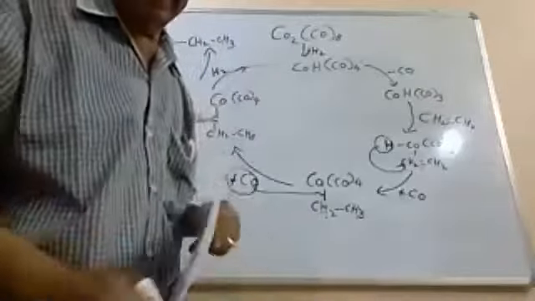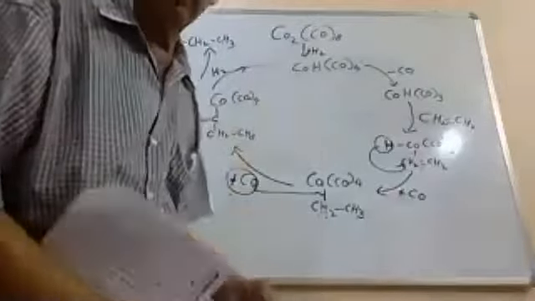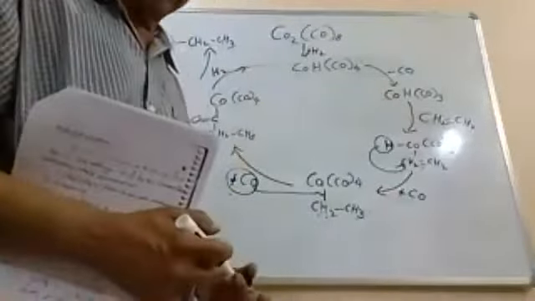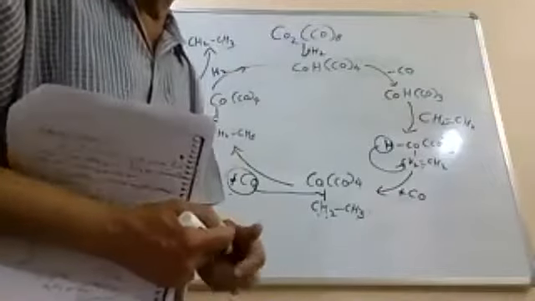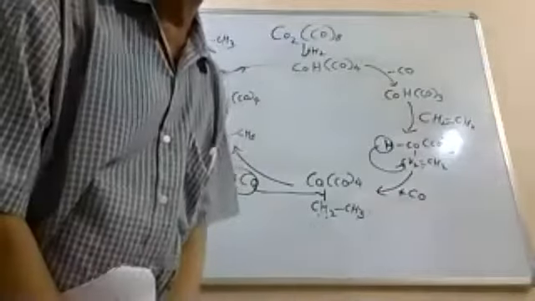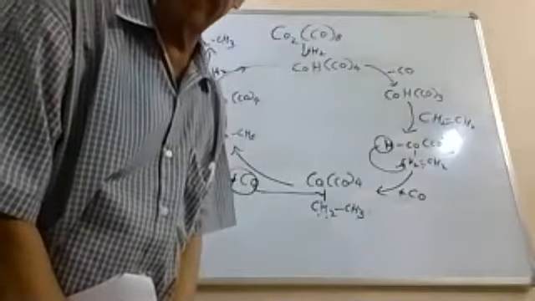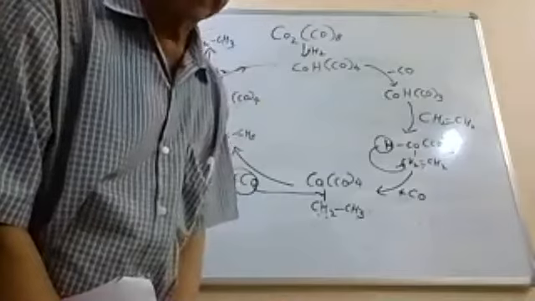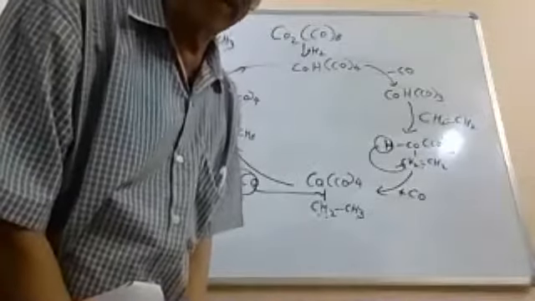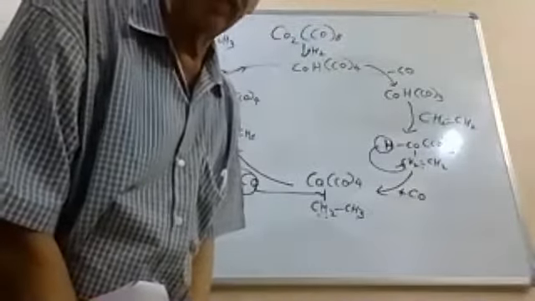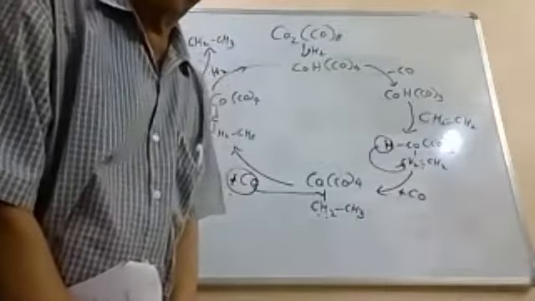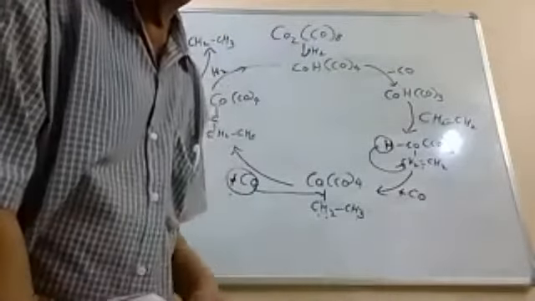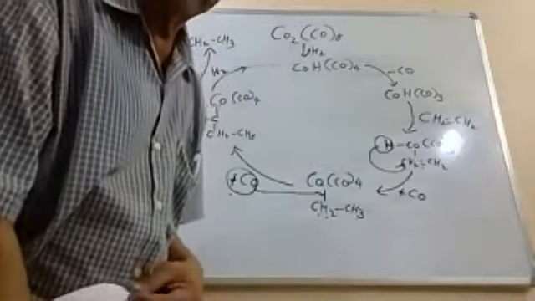This repeats, and sometimes the turnover frequency, that is the number of reactions that happen in 1 second, can be 1 million or more. That is how fast it turns around. It's highly selective and extremely efficient, happens at moderately low temperatures and very low pressures of carbon monoxide and hydrogen. So this is a very commercially important process.